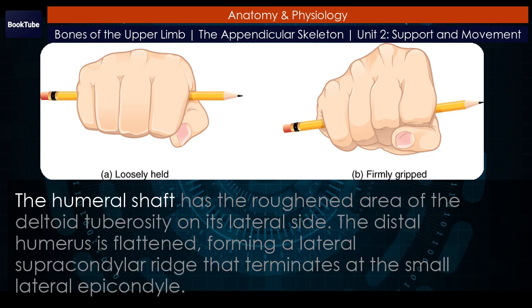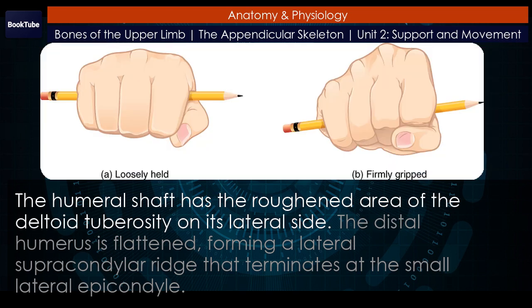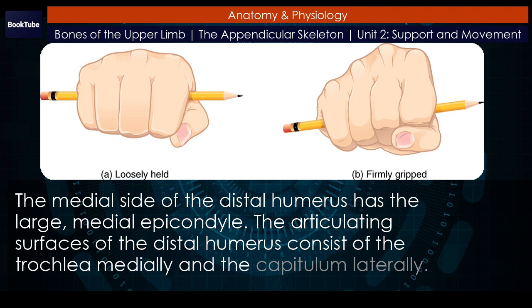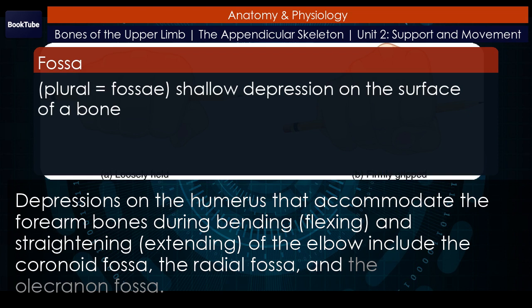The humeral shaft has the roughened area of the deltoid tuberosity on its lateral side. The distal humerus is flattened, forming a lateral supracondylar ridge that terminates at the small lateral epicondyle. The medial side of the distal humerus has the large medial epicondyle. The articulating surfaces of the distal humerus consist of the trochlea medially and the capitulum laterally. Depressions on the humerus that accommodate the forearm bones during bending, flexing, and straightening, extending, of the elbow include the coronoid fossa, the radial fossa, and the olecranon fossa.